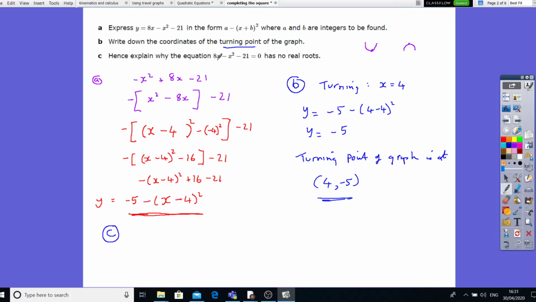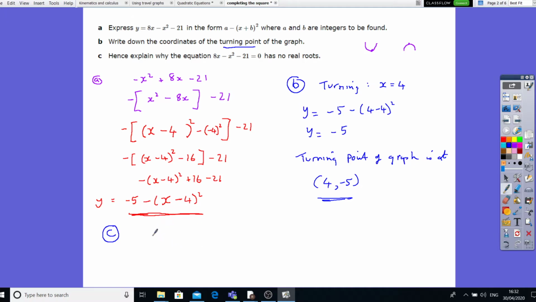Hence explain why the equation has no roots. Now, if we need to find a value where this curve, if possible, crosses the x-axis, we need to make the equation equal to 0. The x-axis is where y is equal to 0, so we need to equate this to 0.